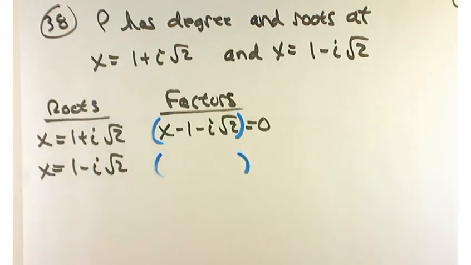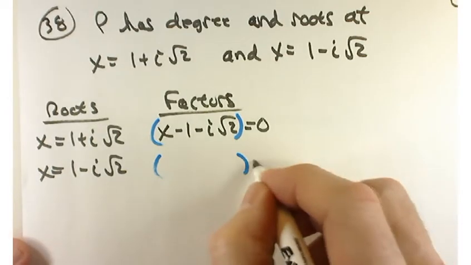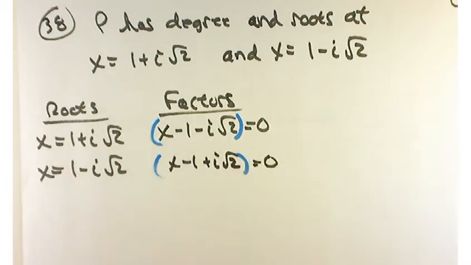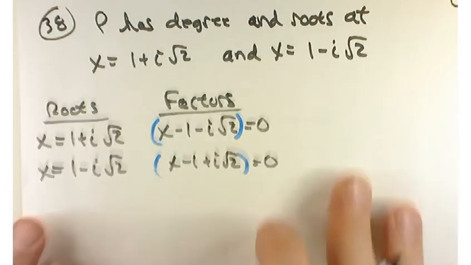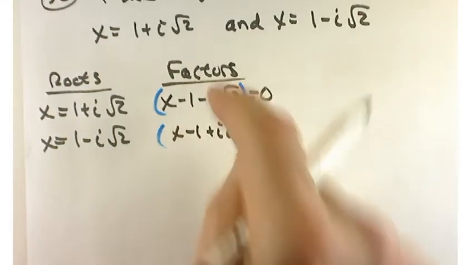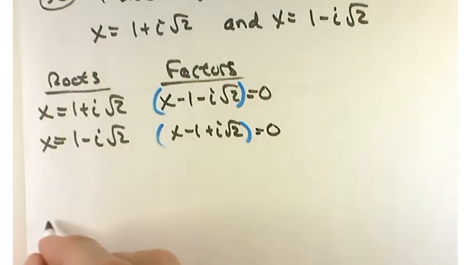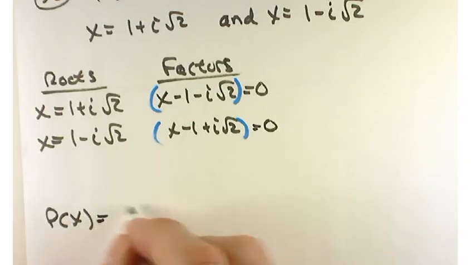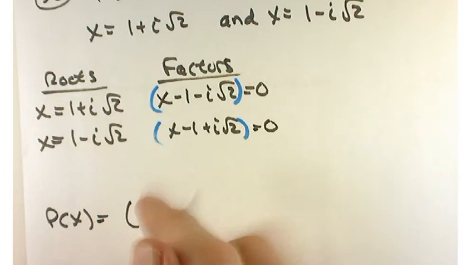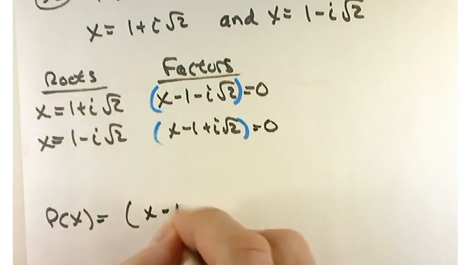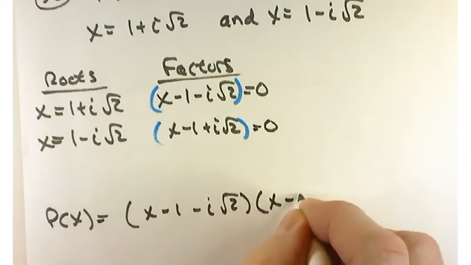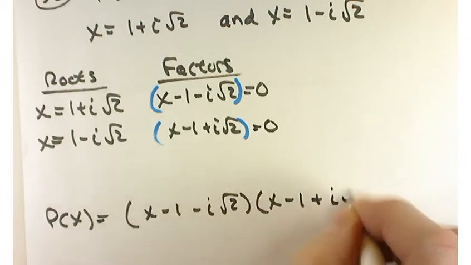And there's another factor as well. AC, what would that factor be, please? Perfect, thank you. So to find my polynomial, I want to multiply those two polynomials together. So P of x, give yourself a little room up here, P of x equals the product of these two things: x minus 1 minus i times the square root of 2, and x minus 1 plus i times the square root of 2.